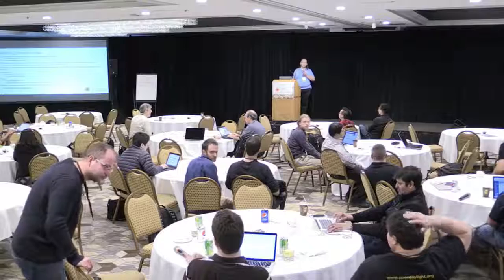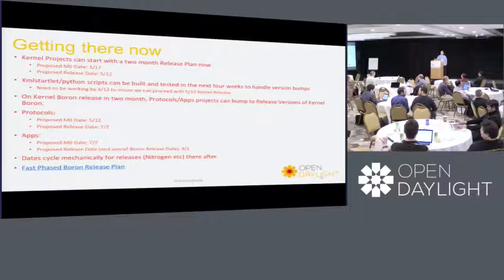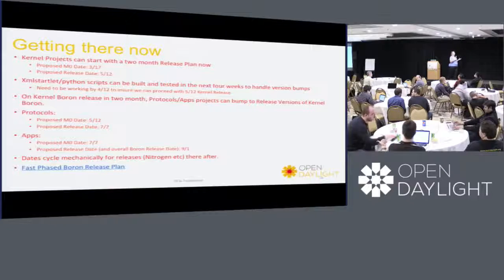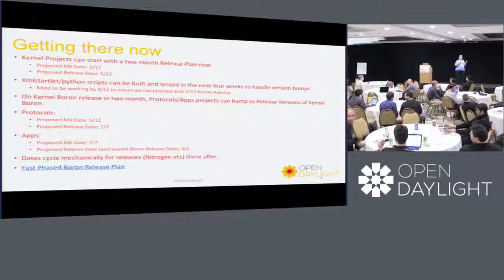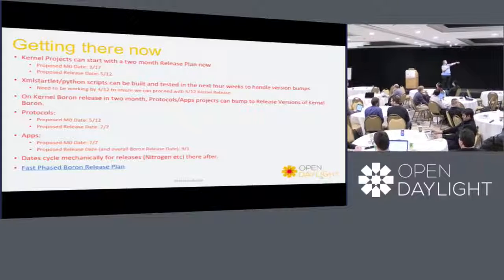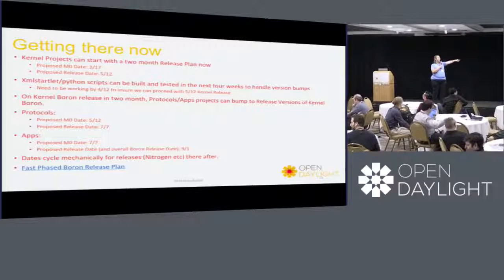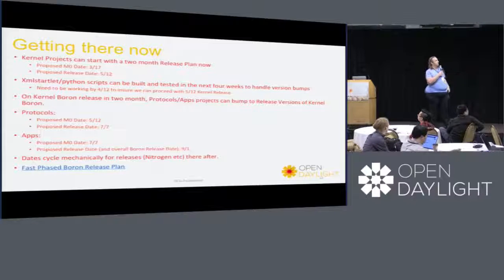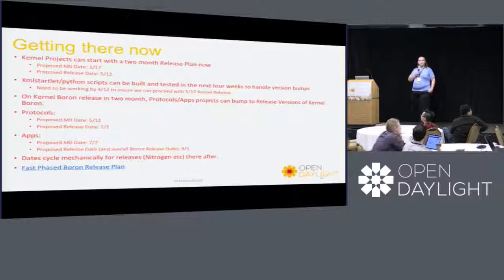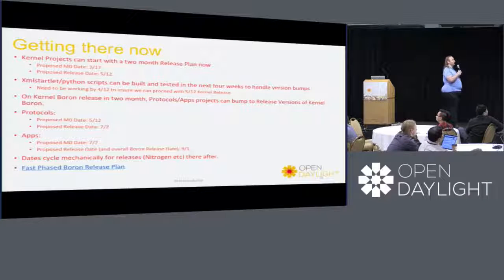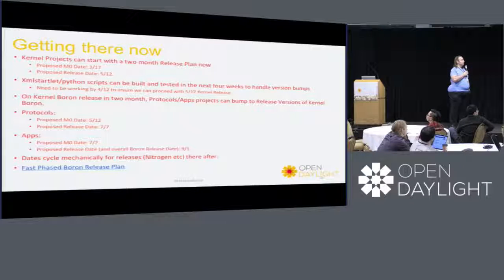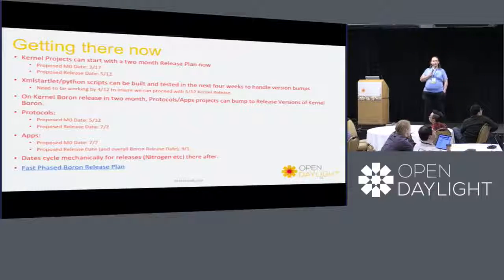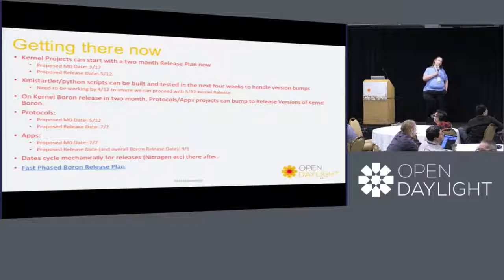Because basically, from my point of view, the last thing I wanted to do, and the milestone challenges we've talked about, is the sort of getting here now, which is basically, we actually can start getting here at this point. The kernel project can start with a 2-month release plan. We can work out the scripts in the next few weeks in order to be able to handle the version bumping for the mechanics. Now, please note, for a 2-month release plan, you'd be looking at a 3/17 M0 date and a 5/12 release date for kernel. And then you can proceed from there, and you can see the way the dates cascade through protocols and apps in terms of that stuff going. So this is actually quite doable at this point.